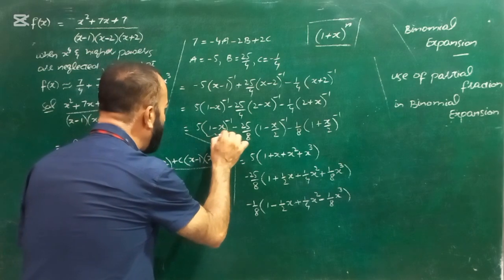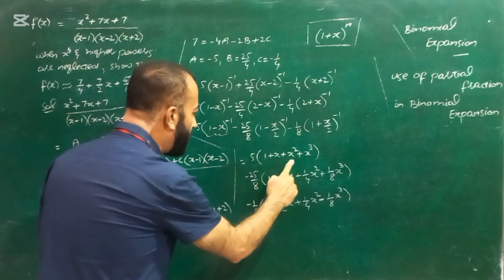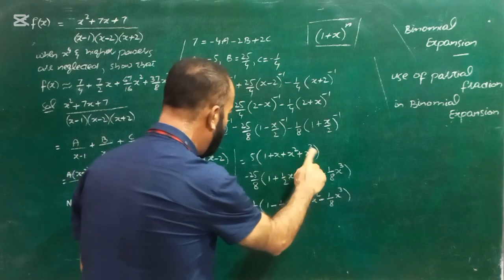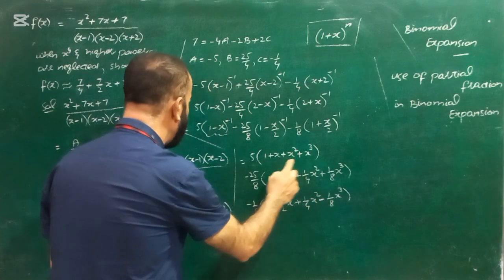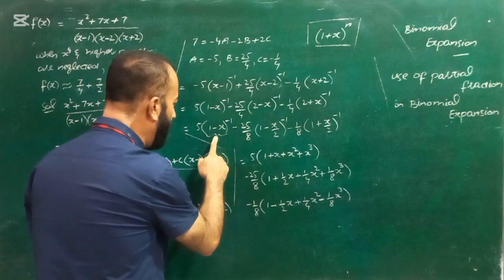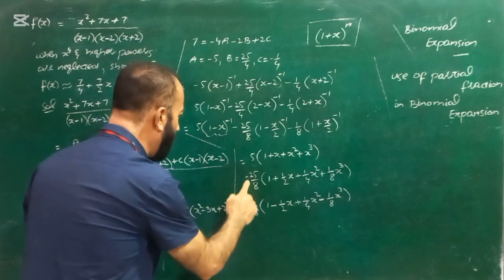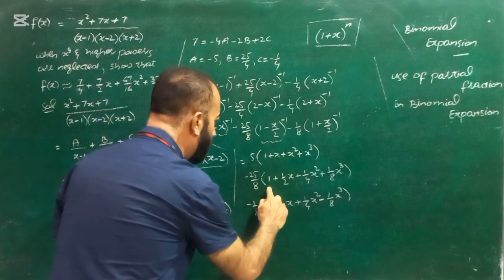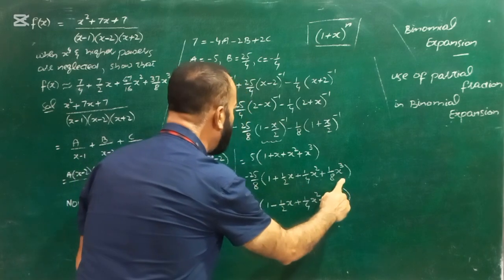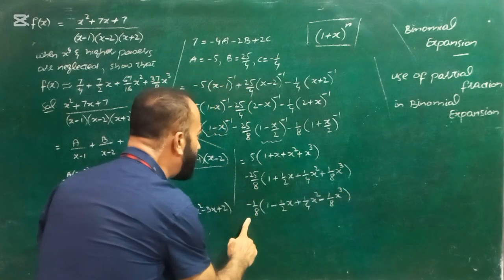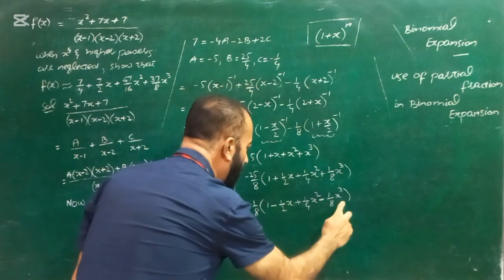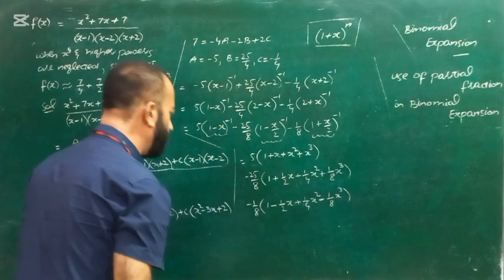So in this bracket binomial expansion is applied. So 5 into 1 plus x plus x square plus x cube is the thing that is there because of the opening of the binomial expansion. Minus 25 by 8 is here. When we apply binomial expansion here, this bracket will be opened. Minus 1 by 8 is there. And when we apply binomial expansion here, these expressions will be opened.